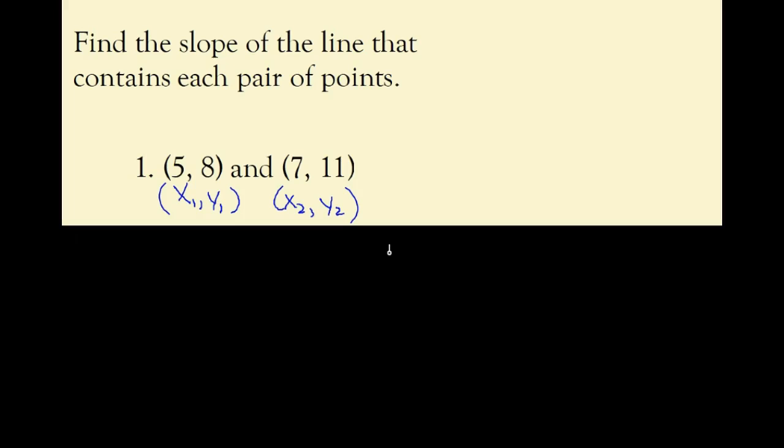So I wrote under the 5, since that's my first point, I wrote x1. And the y-coordinate of my first point, excuse me, I wrote y1. So you see x1 and y1. For the second point, the x-coordinate of the second point is 7, so I wrote x2 under that. And the y-coordinate of my second point is 11, so I wrote y2 under that.